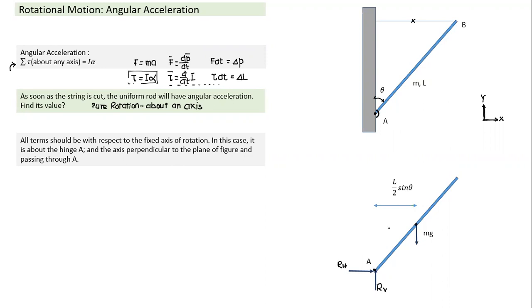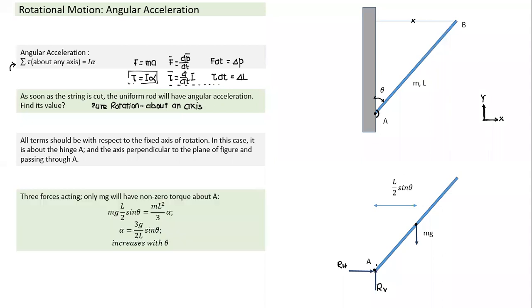So what we need to find, and it's going to rotate about this axis. So we'll calculate torque also about A, and moment of inertia also about A. So what we talk about A here is pretty simple. Three forces are acting, and when we talk about A, two of them have zero torque, because those two forces are passing through this axis here. So only one force, gravity, has non-zero torque and is vertical.